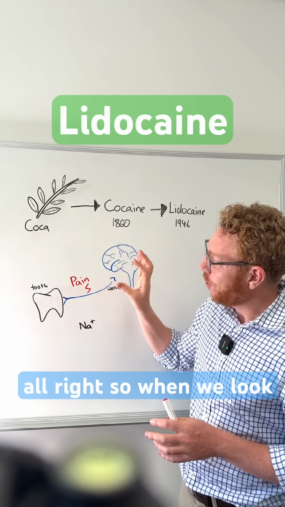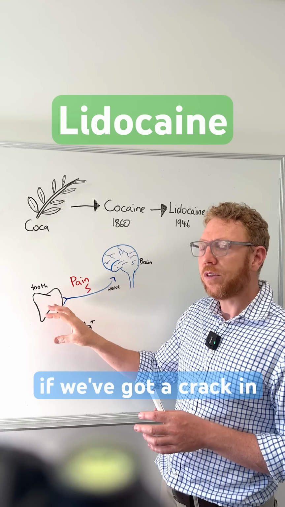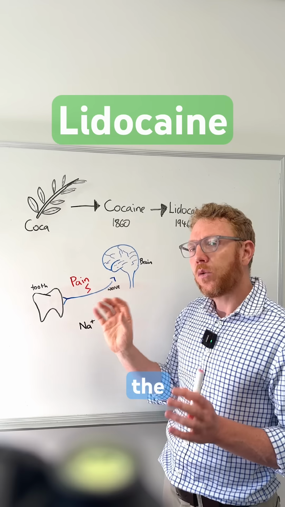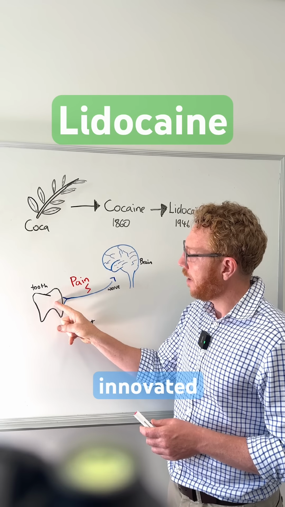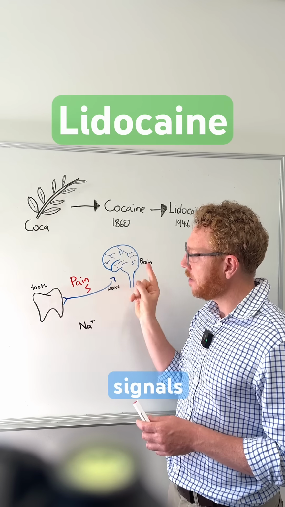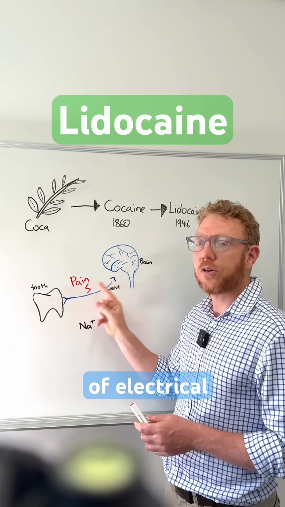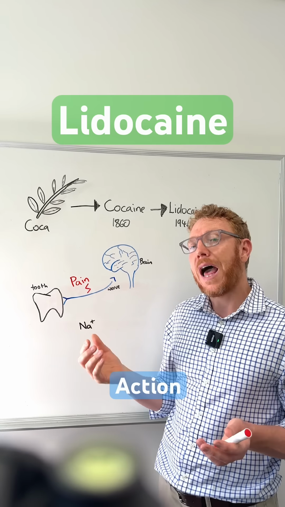All right, so when we look at this example of a tooth, if we've got a crack in the tooth or a hole in the tooth, it's going to generate pain. The way it does this is because it's innervated by nerve fibers that send pain signals, and the pain signals are carried by little bits of electrical impulses, which we call action potentials.